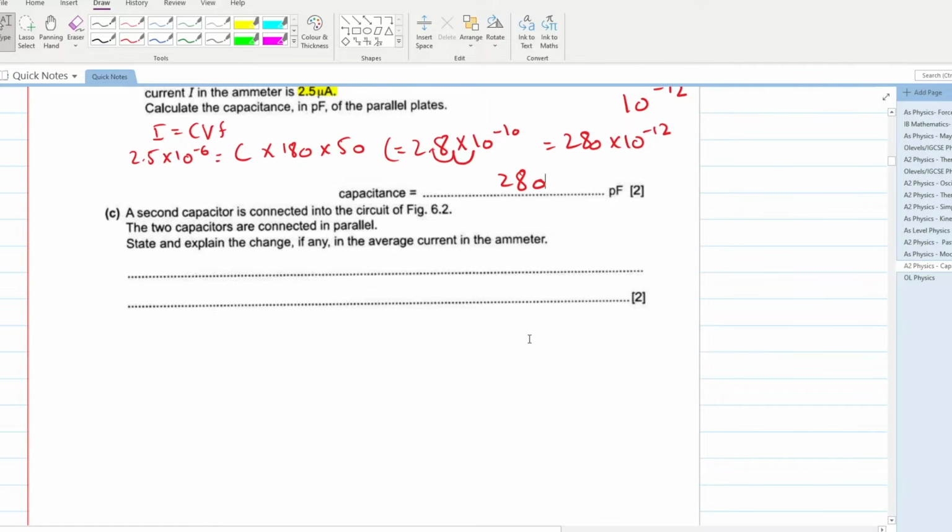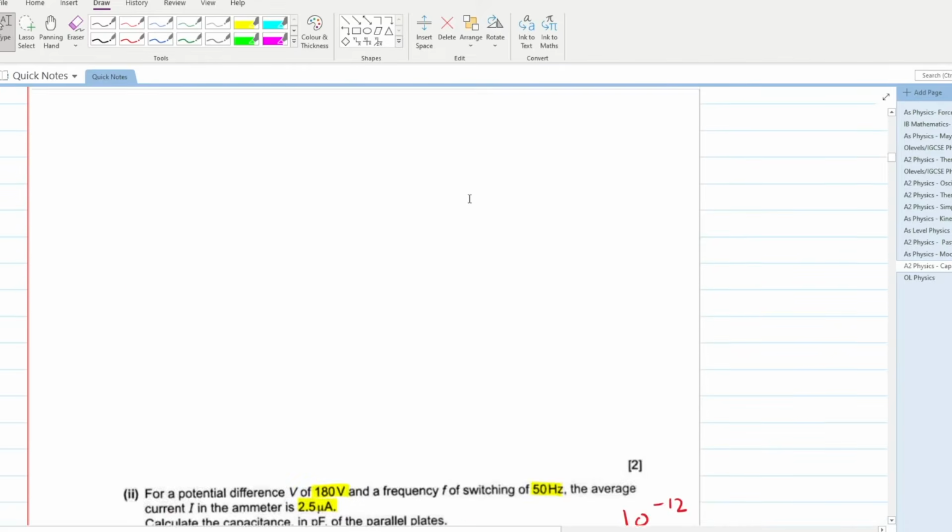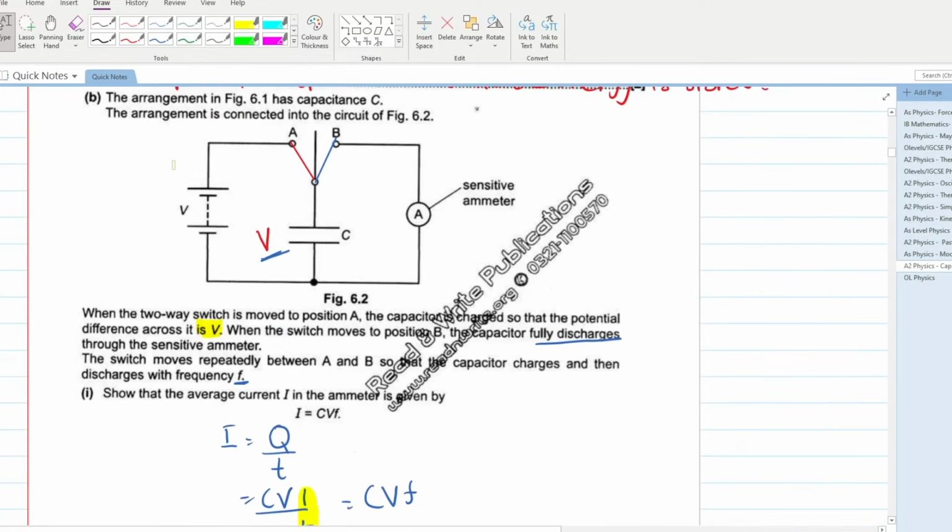A second capacitor is connected into the circuit of figure 6.2. ठीक है. The two capacitors are connected in parallel. This is the important word. State and explain the change, if any, in the average current in the ammeter. अब हो ये रहा है कि आप पैरेलल में एक और कैपेसिटर कनेक्ट कर रहे हो इस तरह. What will this do? This will increase the capacitance.